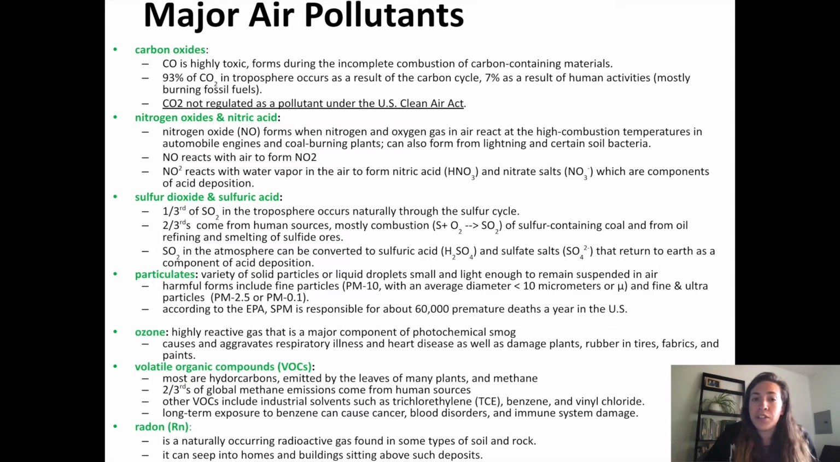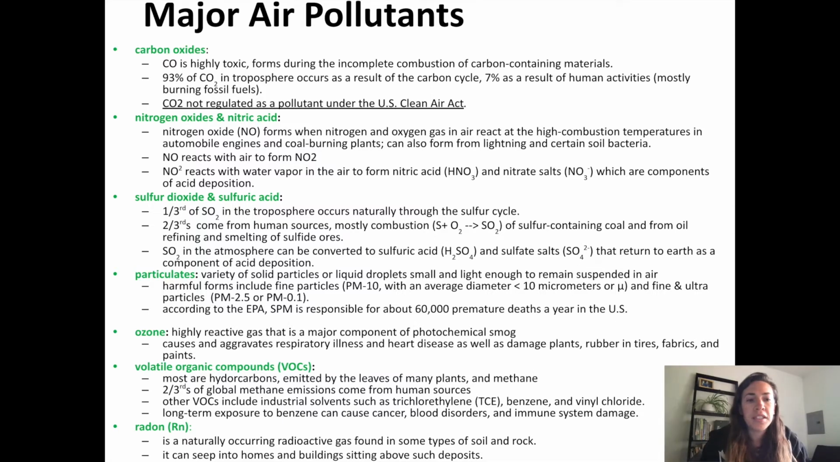In the atmosphere, the sulfur dioxide is going to undergo a series of chemical reactions that create secondary pollutants such as sulfuric acid, H2SO4, and sulfate salts. And these are going to play a significant role in acid deposition as well. So when we do our acid rain lab, we're going to actually talk about sulfur dioxide, how it creates sulfuric acids in our atmosphere, and what effect those acids are going to have on ecosystems and man-made materials.